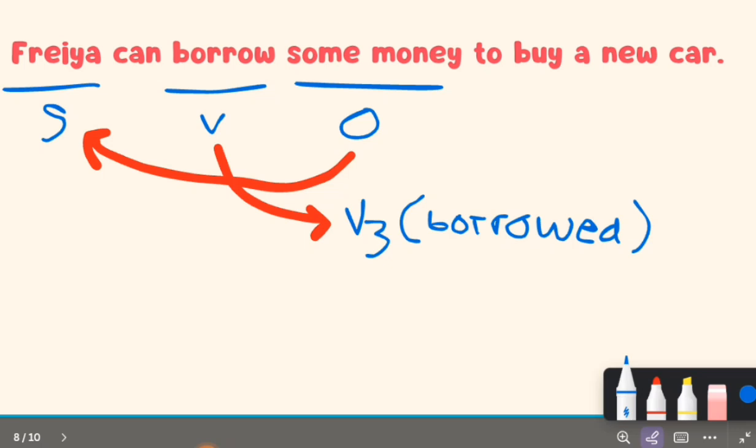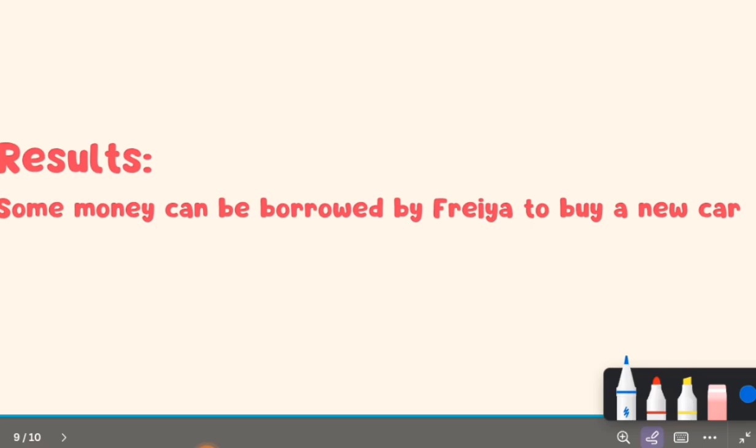In passive voice, the original subject is introduced using by, if necessary, indicating who is performing the action. Then, keep the rest of the sentence as is. The infinitive phrase to buy a new car doesn't need to change since it's still applicable in the passive voice. Finally, the result is: some money can be borrowed by Freya to buy a new car.